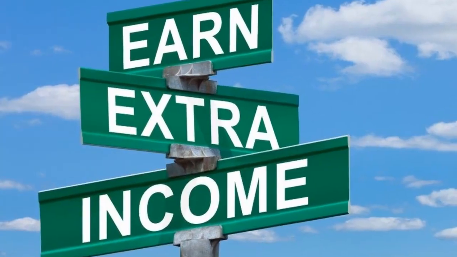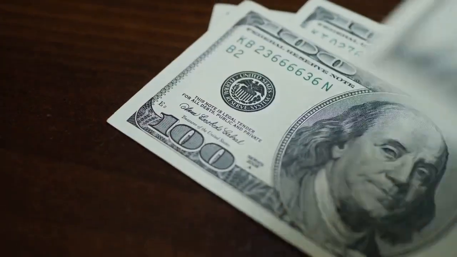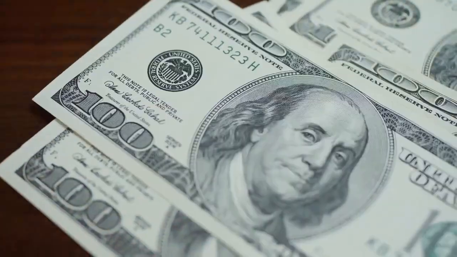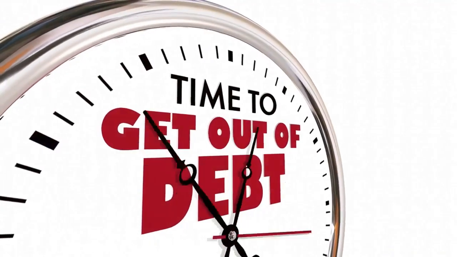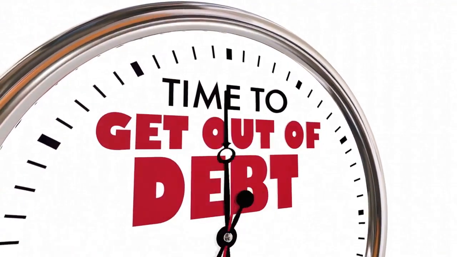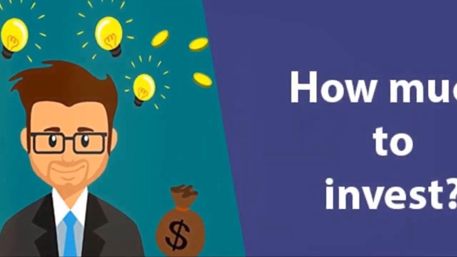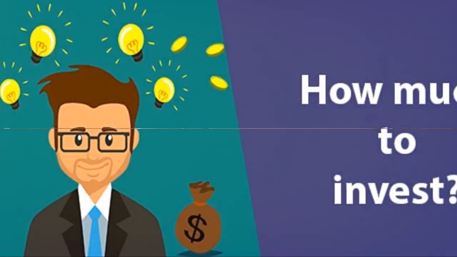Consider diversifying your income sources. An extra $500 a month translates to $6,000 a year that can go towards debt reduction. Don't be afraid to seek help if you need it. Negotiate with creditors to reach a settlement that works for both parties. Decide how much you can comfortably invest now, with the knowledge that you can adjust this amount later.